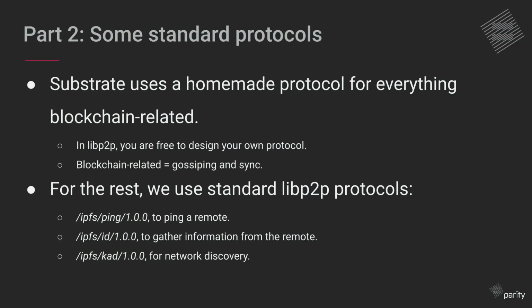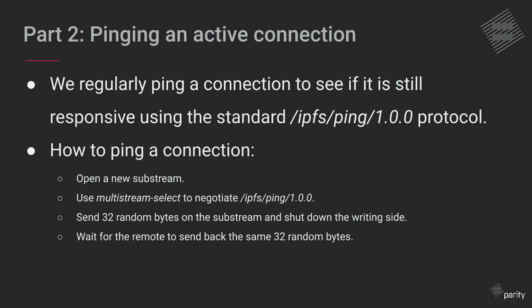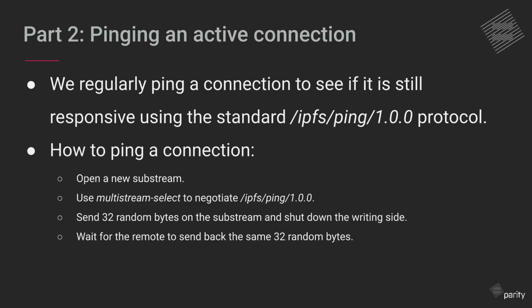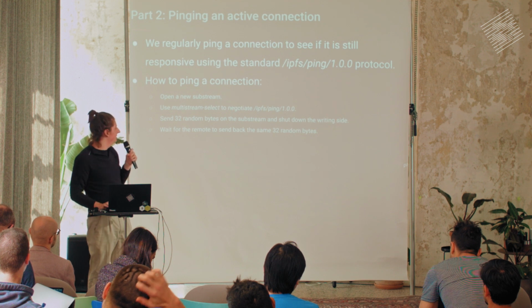For the rest, we're using standard libp2p protocols: ping to check if a connection is still alive, ID to gather information, and Kademlia for discovery. And I'm going to go into some details. Ping is used to check whether a connection is still alive. Otherwise, a connection might be lost and we don't know about it, so we just ping regularly. So how do we do that? As I explained, you open a substream, you negotiate the /ipfs/ping/1.0.0 protocol, you send 32 bytes of random data, you wait for the remote to send back the same data, that confirms the remote is still alive, and then you close the substream.